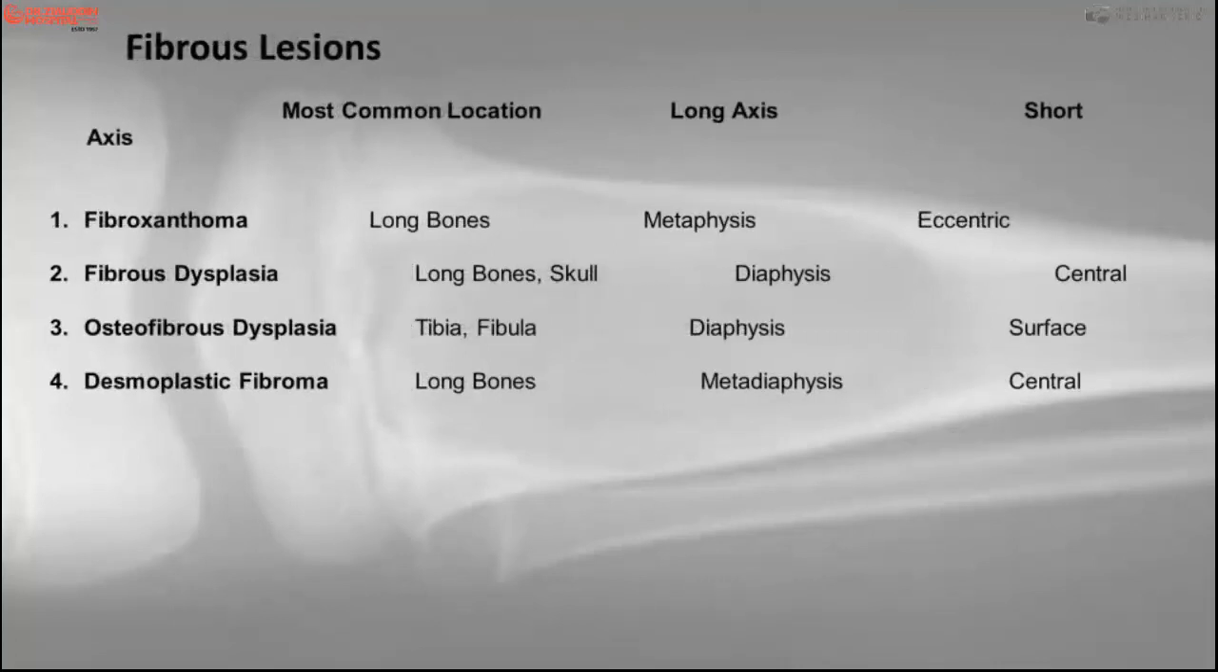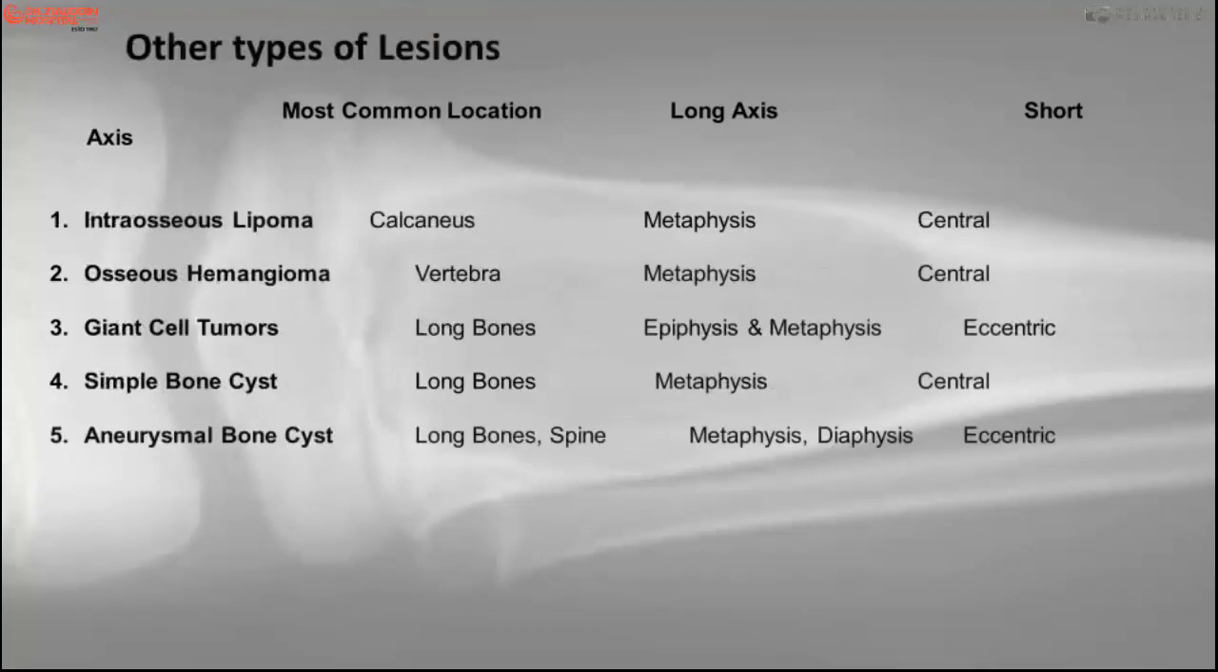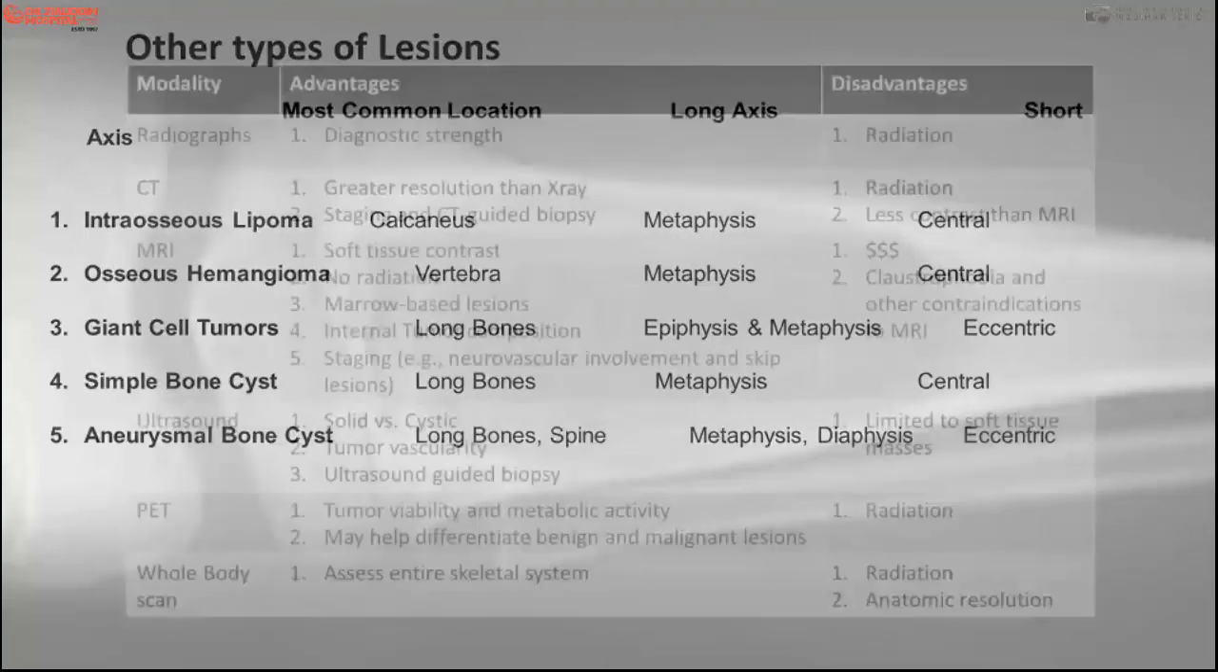Then fibrous lesions, I'll just name them, the commonest being the fibrous dysplasia, fibrous xanthoma, osteofibrous dysplasia, and desmoplastic fibroma. I'll be giving you details of these uncommon tumors in my subsequent talks. Then other lesions which may mimic tumors can be intraosseous lipoma, usually seen in the calcaneum, the osseous hemangioma seen in the vertebrae, the giant cell tumor, one of the most aggressive benign tumors, usually seen in the long bone epiphysis and metaphyseal junctions, and usually they are eccentric. Then we have simple bone cysts and aneurysmal bone cysts.